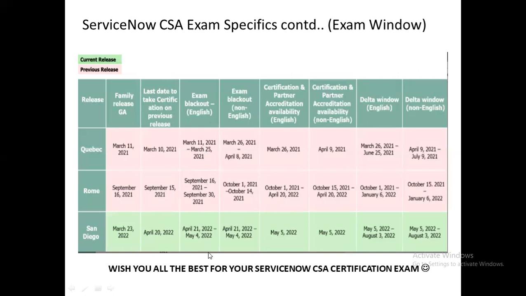This is the latest date for San Diego. This is the blackout period, which means you will not be able to write any exam during this time, 21 April to May 4th. You can see almost a 15 days window, right?